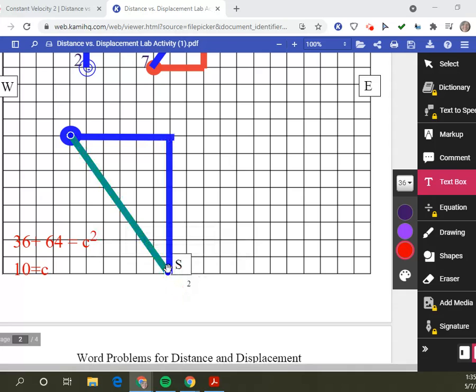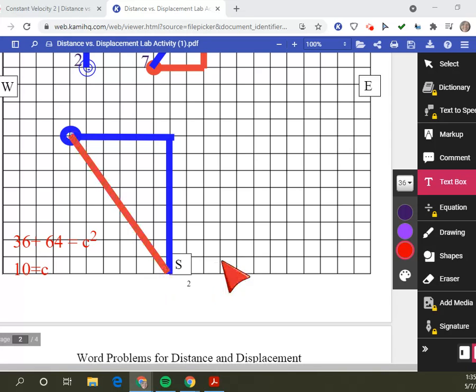That's how far was actually walked, but the shortest distance from point A to point B is a straight line. So this right here, this hypotenuse, is your displacement. So 6 times 6 plus 8 times 8 equals C squared, the square of your displacement. So 100. The square root of 100 is 10, because 10 times 10 is 100. So 10 equals your displacement, the shortest distance from where you started to where you ended up.